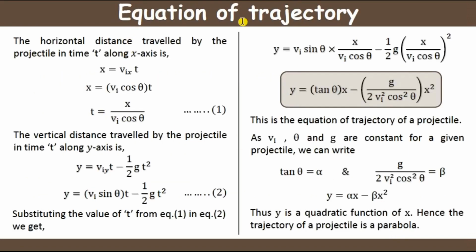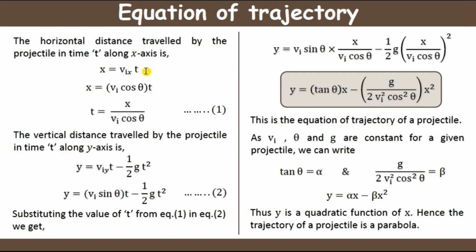Now let us get into the equation of trajectory as well as the components associated with projectile motion. The horizontal distance traveled by the projectile in time t along the x-axis, that is, the total distance on the x-axis that we are trying to find, is called the range, as we said, right? So x is equal to, distance will be given by what formula?